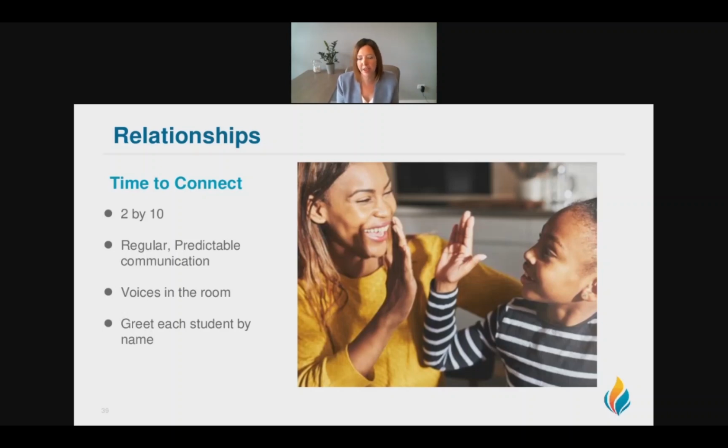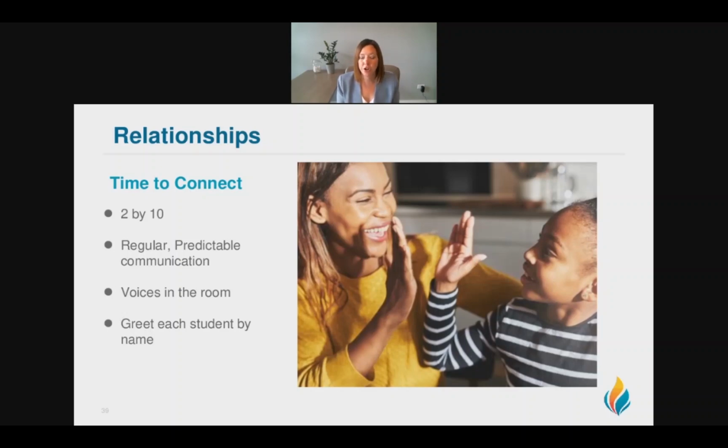So that's the 2x10. In many settings now, as we think about how students might be in hybrid settings or fully remote settings, or getting to know school this year in a different way, having very regular and predictable communication with their educators and teachers, people who are supporting them, is really important.